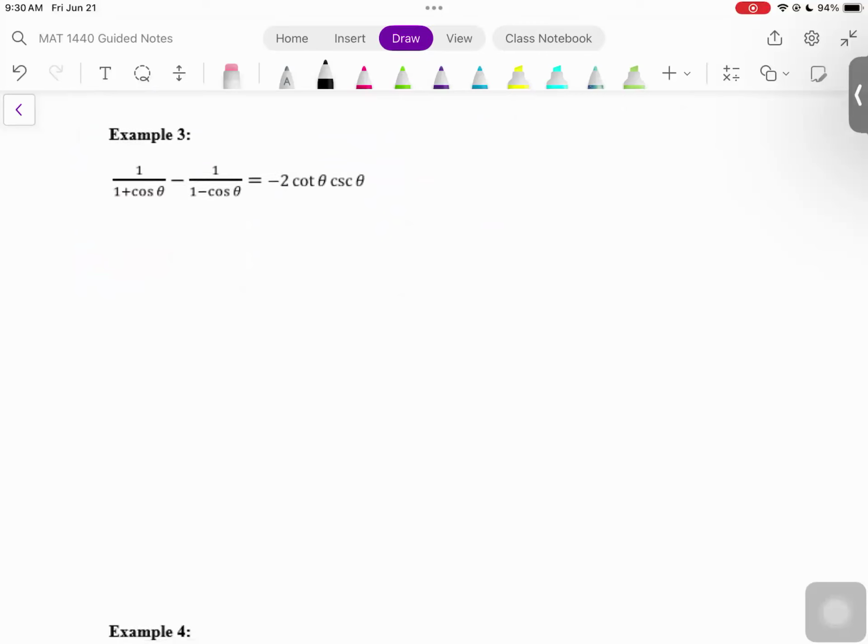In example 3, we have 1 over 1 plus cosine theta minus 1 over 1 minus cosine theta equals negative 2 cotangent theta cosecant theta. Now, depending on how you want to look at this, we've got the left-hand side and the right-hand side. The left-hand side definitely looks a little bit more complicated to me than the right-hand side, so that's the side I'm going to work with.